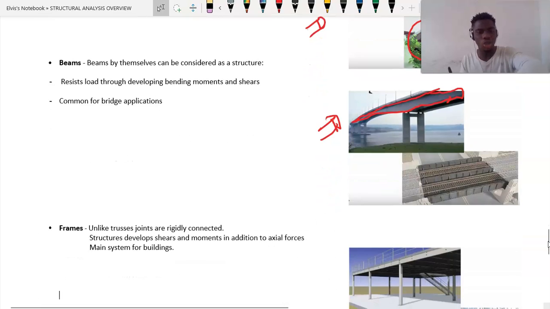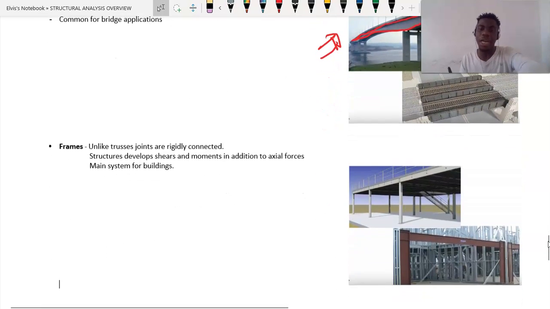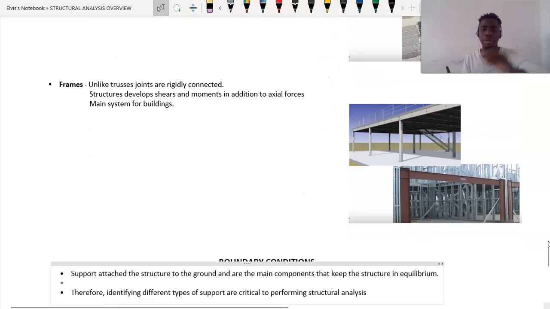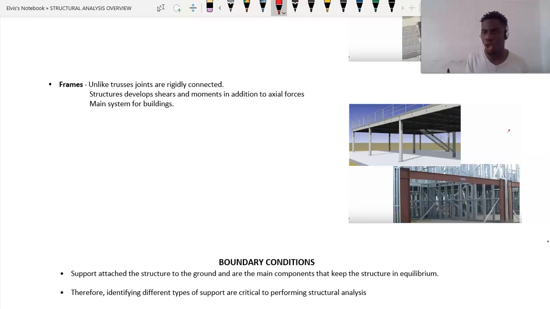Now guys, this is what we know as a frame. A frame is just a beam and a column connected to each other. If you take a look at this picture here, this is an example of a frame. This is also an example of a frame. As you can see, this is the beam, this is the column, and they are connected to each other.